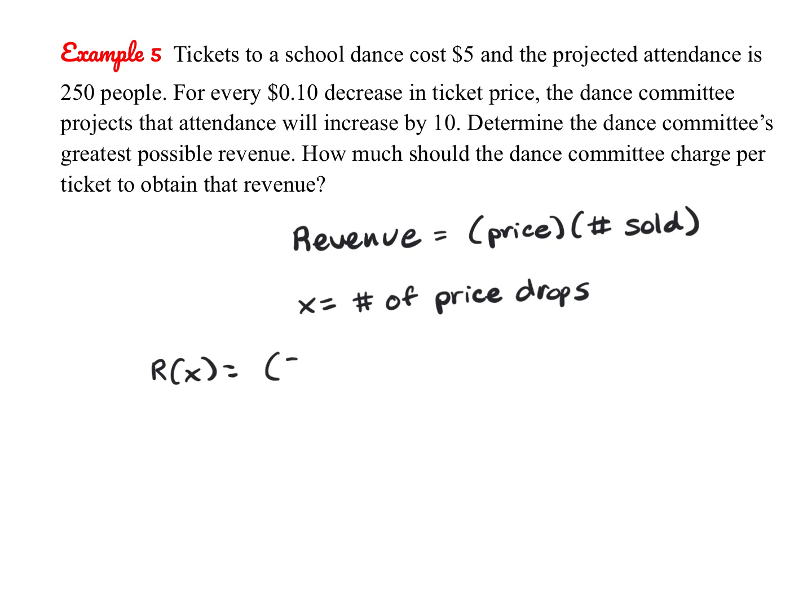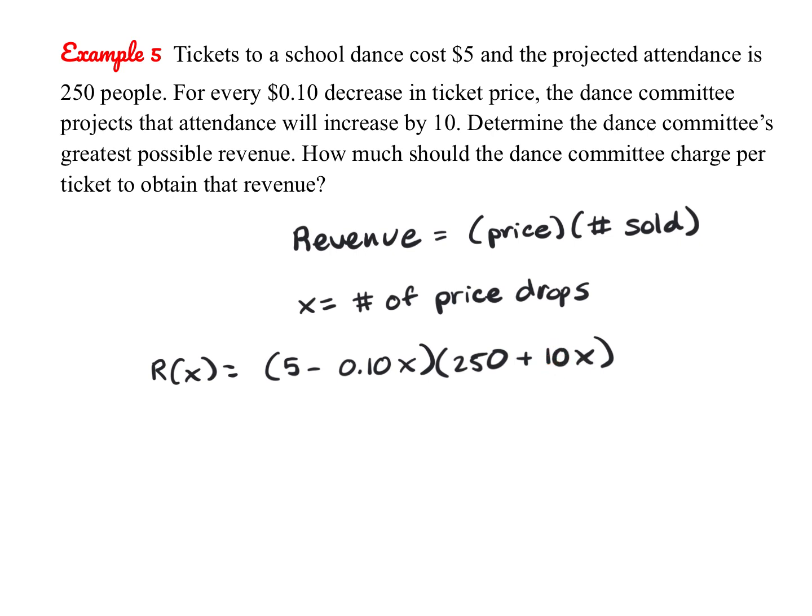So the initial price was 5, and then I'm going to drop my price by 0.10 times X, 10 cents times however many times I decide to drop the price. And then for revenue, the number sold, well, the initial projection was 250 people, but I know that will increase by 10 every time I drop the price by 10 cents. So for each price drop, I increase the number sold by 10.